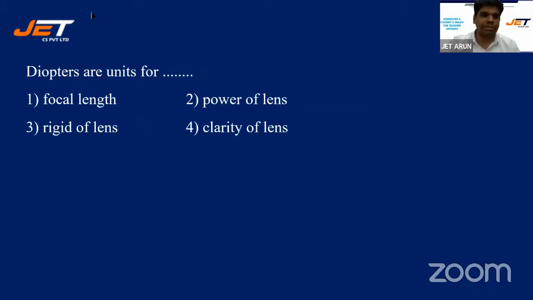Look at this question, students. Diopters are units for focal length, power of a lens, rigid of lens, clarity of lens. Okay, yes. Consistent response again, but there is a wrong answer. It's diopter, students. We have just seen diopters is for power of the lens. Diopters is for power of the lens, students. 1/f. Meter inverse is called diopter.